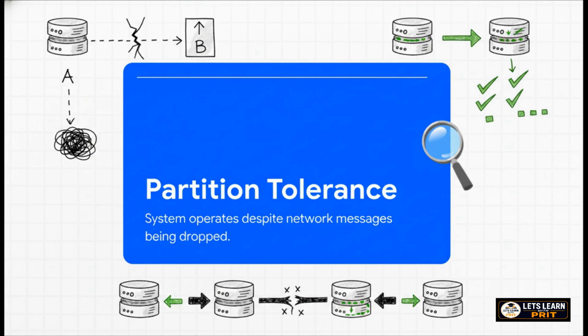Finally, we have P for partition tolerance. ये बहुत ही crucial है. A partition is basically a network failure. Suppose एक network cable break हो गई या router fail हो गया and server A can no longer talk to server B. Partition tolerance means the overall system survives and continues to operate despite these internal communication breaks. Distributed systems में network issues तो आने ही आने हैं, so partition tolerance is an absolute must-have.